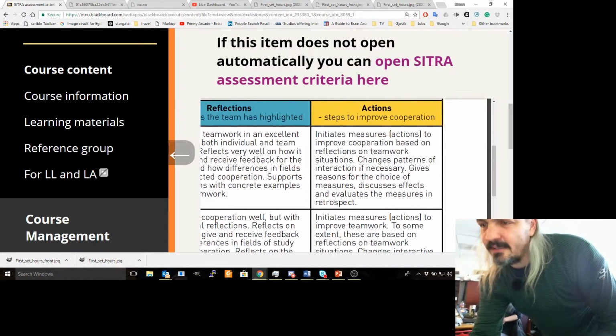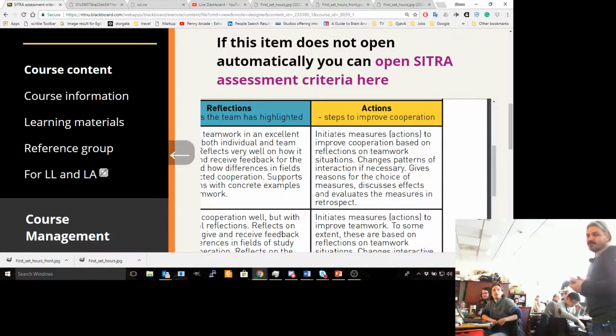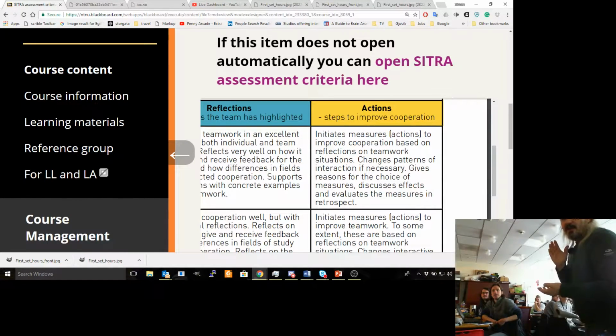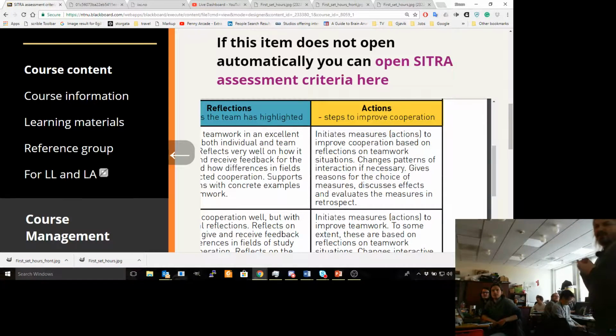The last one is what actions you took. So initial measures, actions to improve cooperation based on reflections on the teamwork situation, and changes to patterns of interaction if necessary.